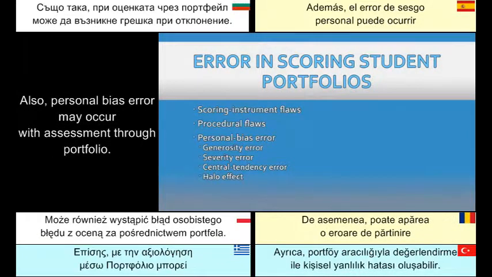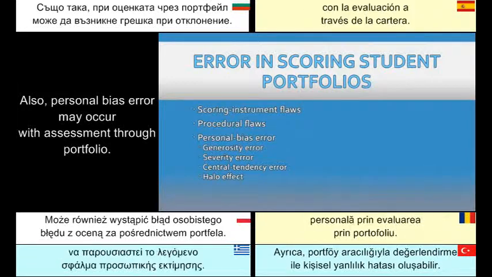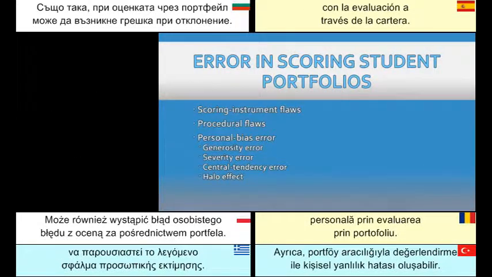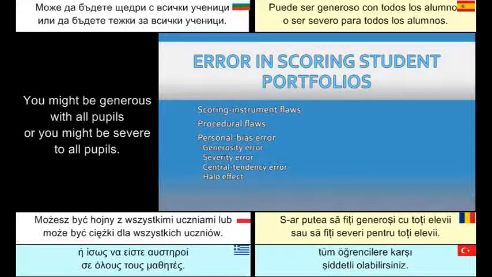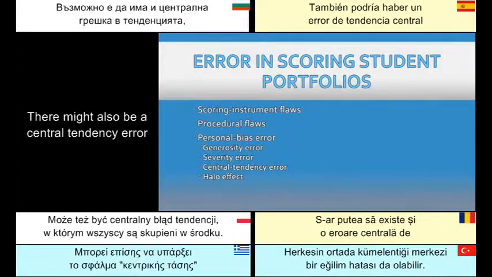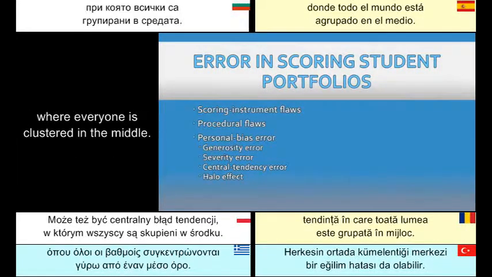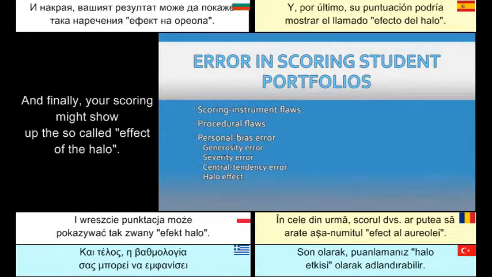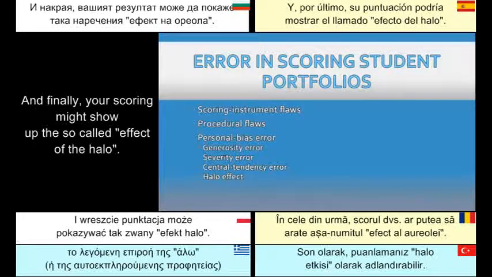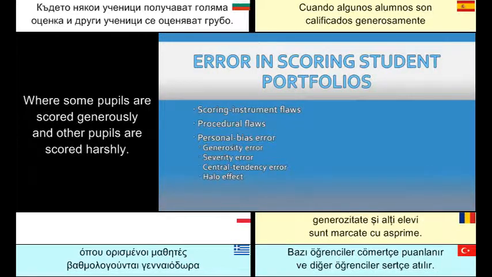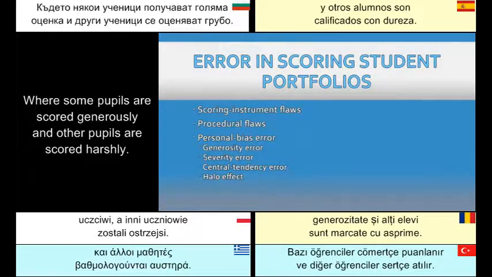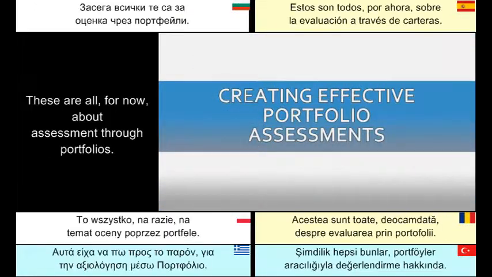And as with performance assessment, personal bias error may occur with portfolio assessment. You might be overly generous to all students, or you might be overly severe to all students. There might also be central tendency error where everybody's clustered in the middle. And then finally, your scoring might demonstrate the so-called halo effect, where some students are scored overly generously, whereas other students are scored harshly.